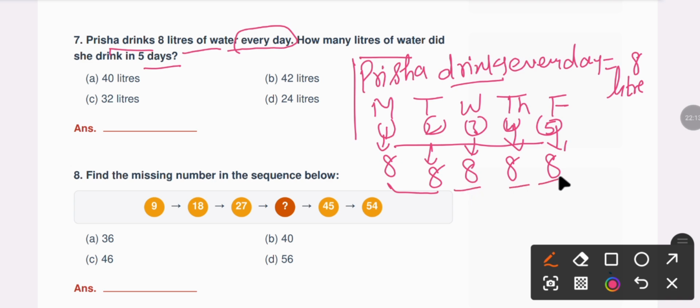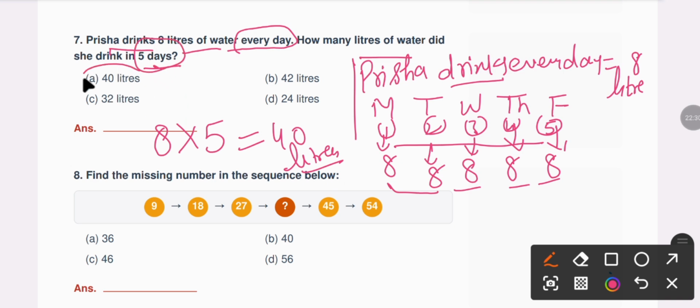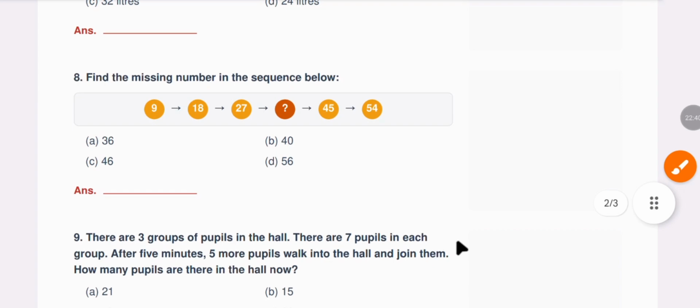1 2 3 4 5. So 8 is repeated how many times? 5 times. So 40 liters of water she drinks in 5 days. Option A is the right option. Go through to the next question.